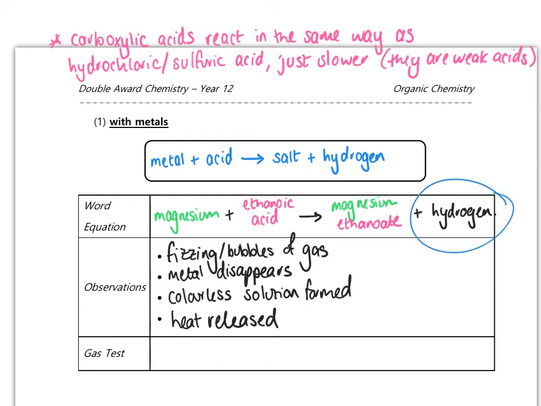What's the gas that we produced? It was hydrogen. So how do we test for hydrogen? That takes us back to our gas chemistry topic. And to test for hydrogen, we apply a lit splint. And if hydrogen is present, a popping sound will result. So make sure that is written into your notes before we then move on to the next type of reactions, which is with bases.